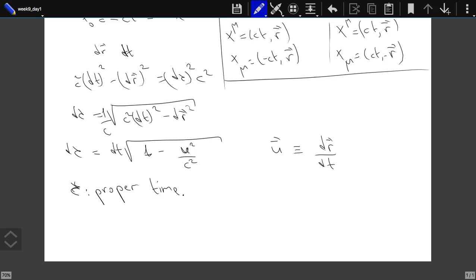Professor, this dt is the observation time? You see, let's say you are moving around. I'm looking at you. So in my watch, the time that passes is dt. And in my reference frame, when I look at you, within this time you move a distance dr. So dt is the time measured by the observer.